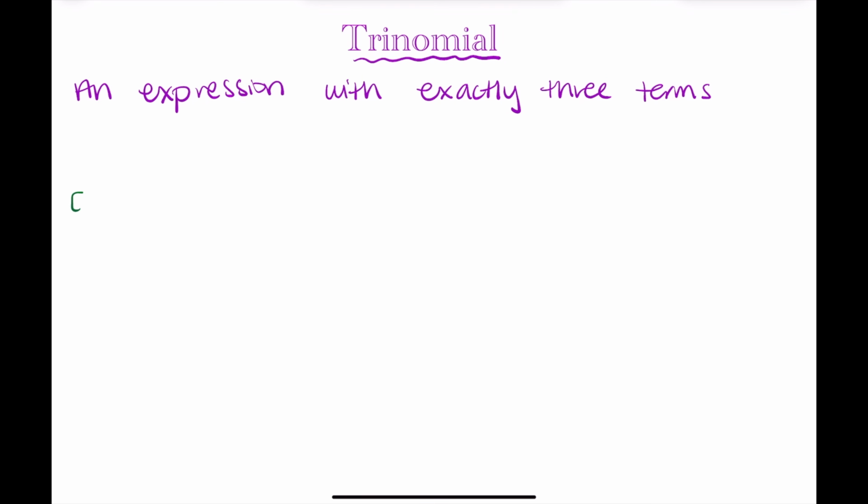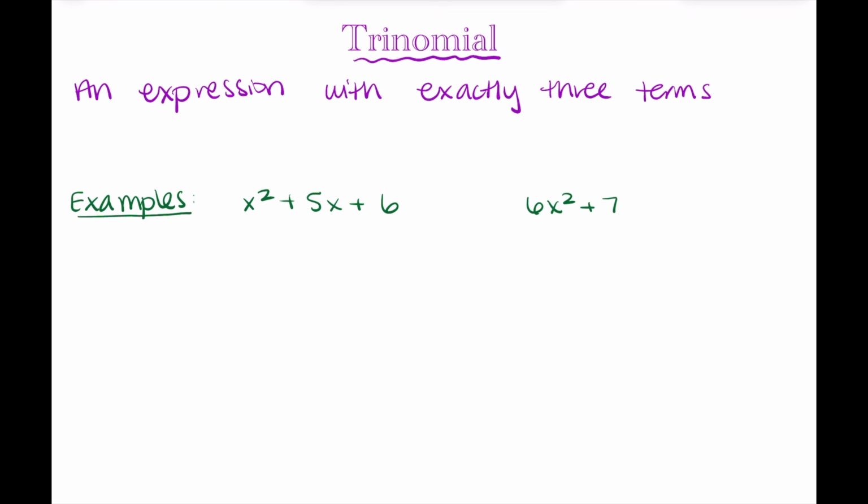Now we'll get into what a trinomial is. A trinomial is, in simplest terms, just an expression with exactly three terms. Now, what would this look like? Let's go through a few examples just so we can see what a trinomial would look like. For our first example, we have x squared plus 5x plus 6, right? There are three terms here. They are joined with an addition sign, so that would be classified as a trinomial. Another example would be 6x squared plus 7x minus 5, also considered a trinomial.